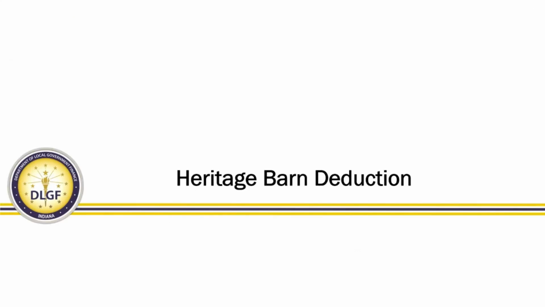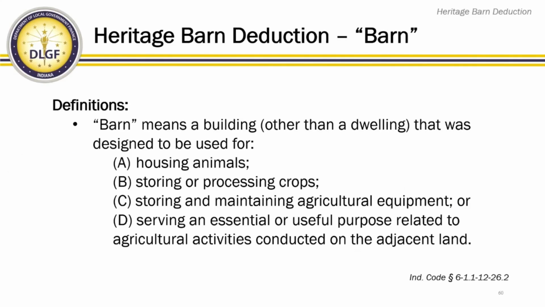So we'll move on next to talking about the heritage barn deduction. This is for a specific type of property, and the qualifications depend largely on definitions spelled out in statute. First, statute defines what a barn is for purposes of this deduction. It refers to a building other than a dwelling that is being used as a barn, or was designed to be used as a barn. It houses animals, crops, agricultural equipment, or is otherwise used for agricultural activities conducted on adjacent land.